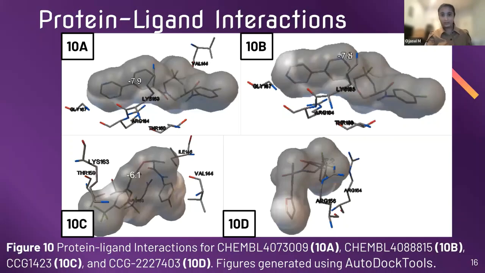This figure shows the protein-ligand interactions for our top 2 compounds shown on the previous slide, and our 2 positive controls in the binding pocket. This figure was generated using AutoDock Tools. So you can see the amino acids which the drugs bind to in their specific binding positions. And this figure will be going into more detail in the discussion.